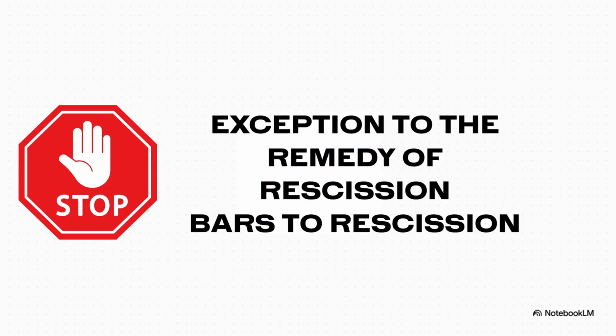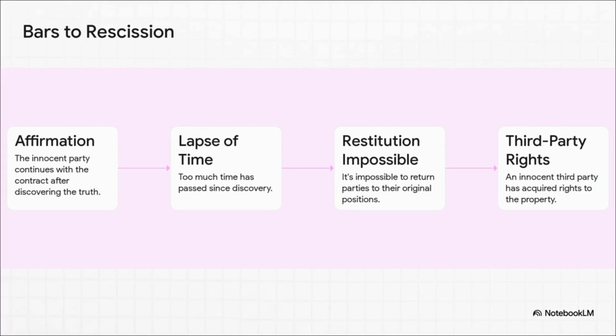But hang on a second. That legal time machine, rescission, isn't always an option. The right to unwind the contract can actually be lost. The law has set out 4 key situations, often called the bars to rescission, that will completely block this remedy. First up is affirmation. This is where you find out about the lie, but you decide to carry on with the contract anyway. You can't change your mind later.